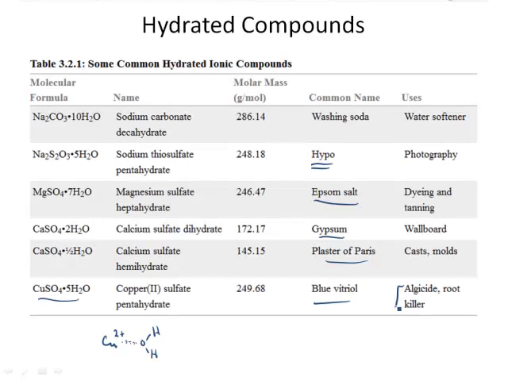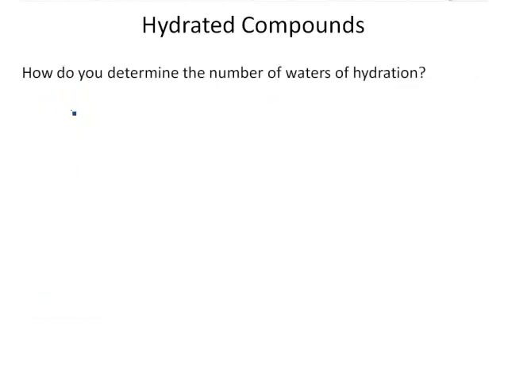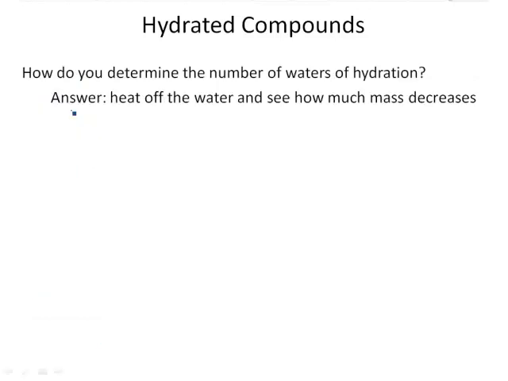So let me go back for a second. How do we know that's a 5? And how do we know that's a 7? And how do we know that's a 5? And how do we know that's a 10? How do we determine that? And the answer is, what you do is you heat off the water. You heat up the compound. You burn off the water. It's not really burning, but it's evaporating off the water. You force the water out of the compound and see how much the mass decreases.